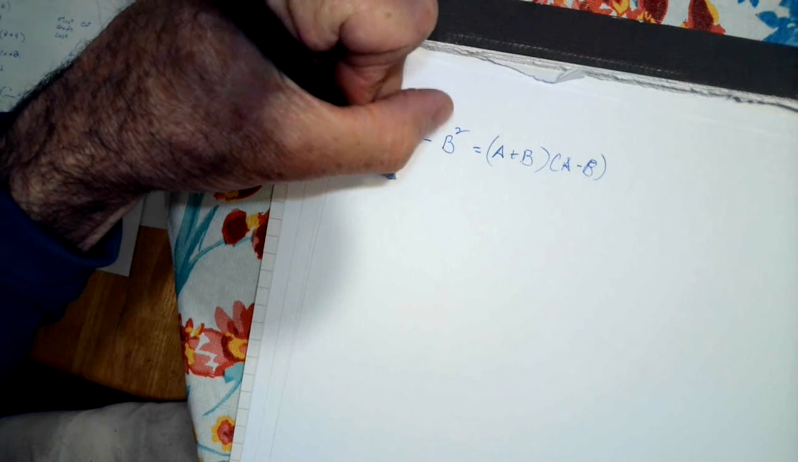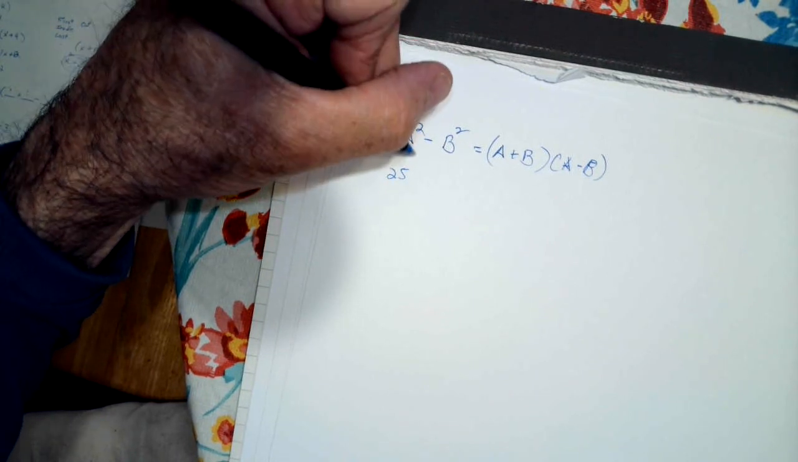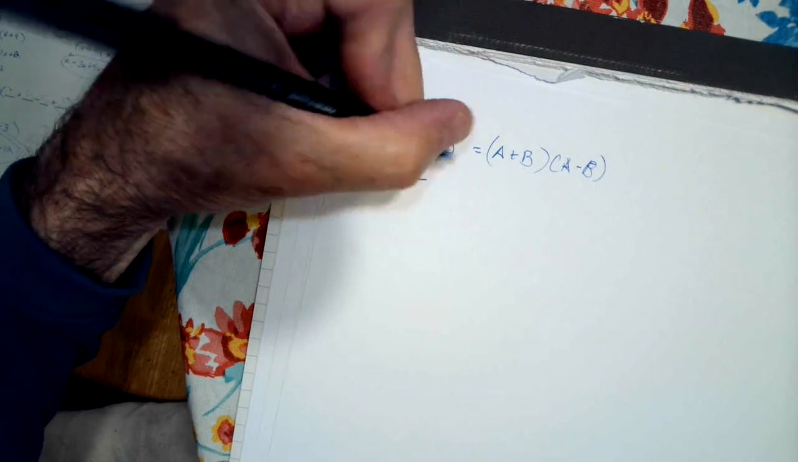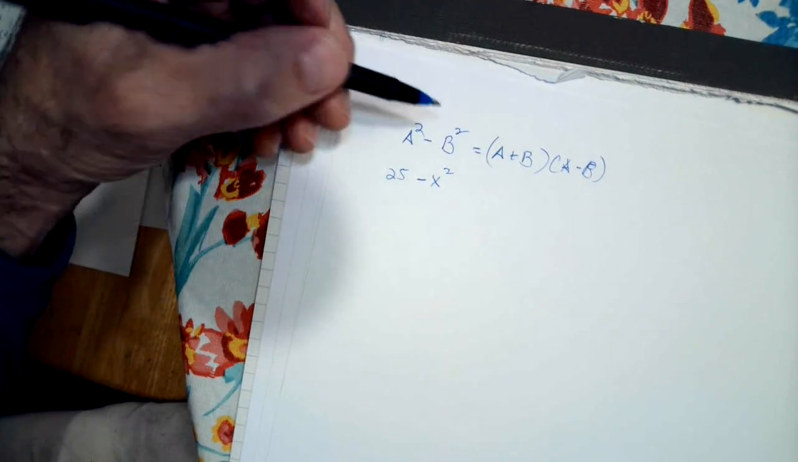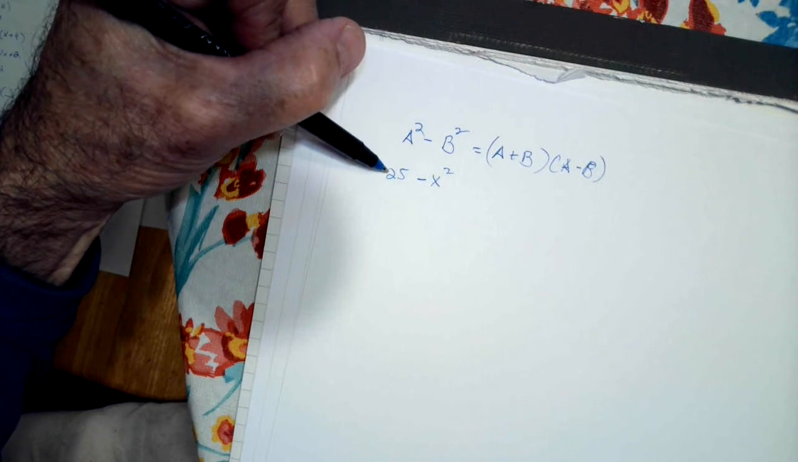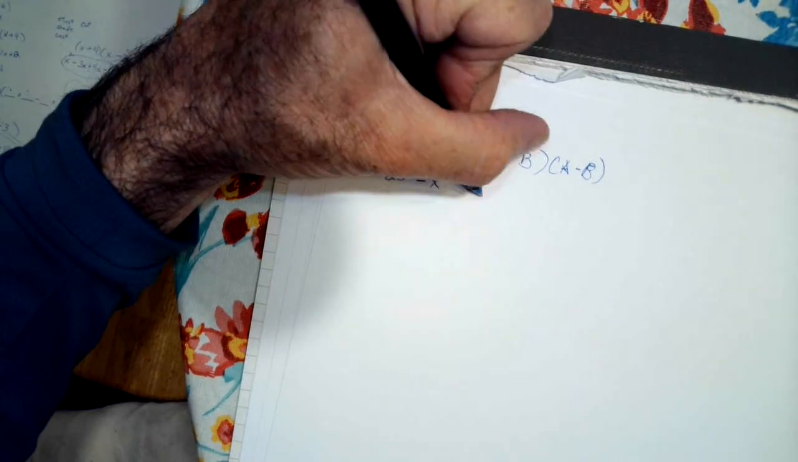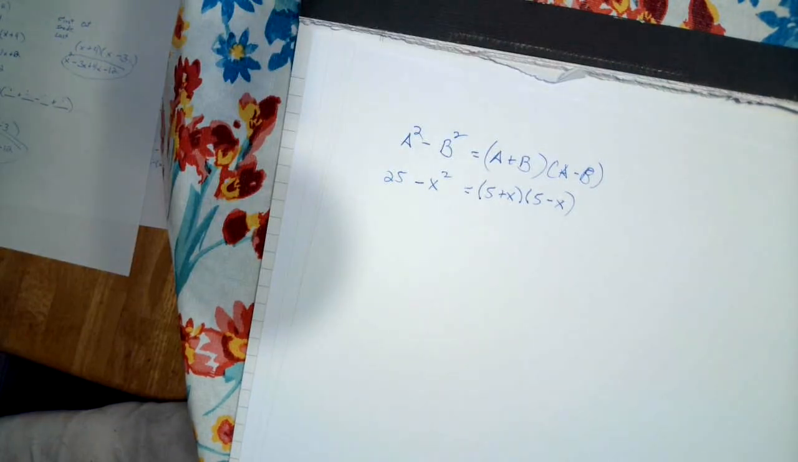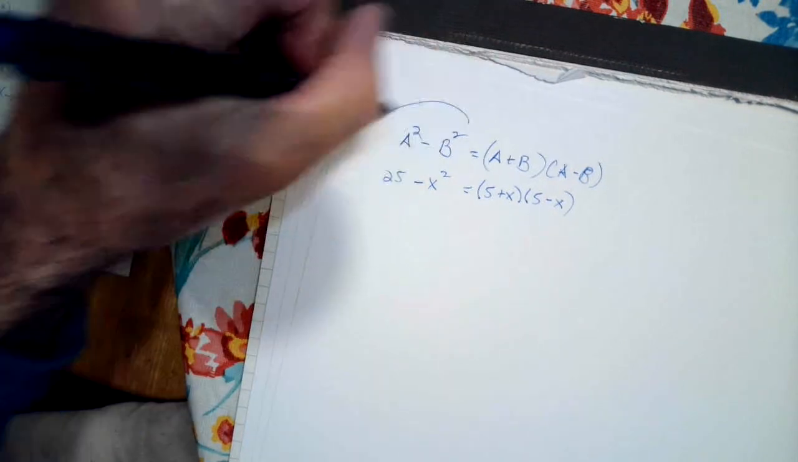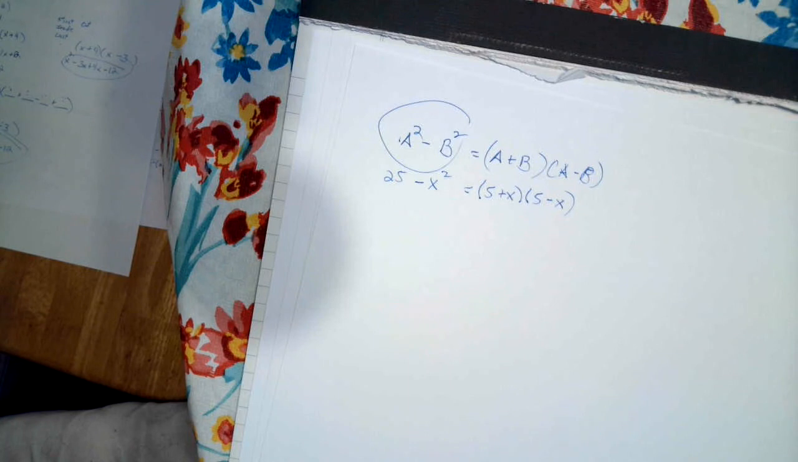So for example, 25, which is a square number, minus, let's say, x squared. Okay. In this case, that's a perfect square. That's 5 times 5, right? This is x times x. So that's going to be 5 plus x times 5 minus x. So the idea behind this one is that you see this and you recognize it and you go, oh, this plus this minus this. That's the idea.